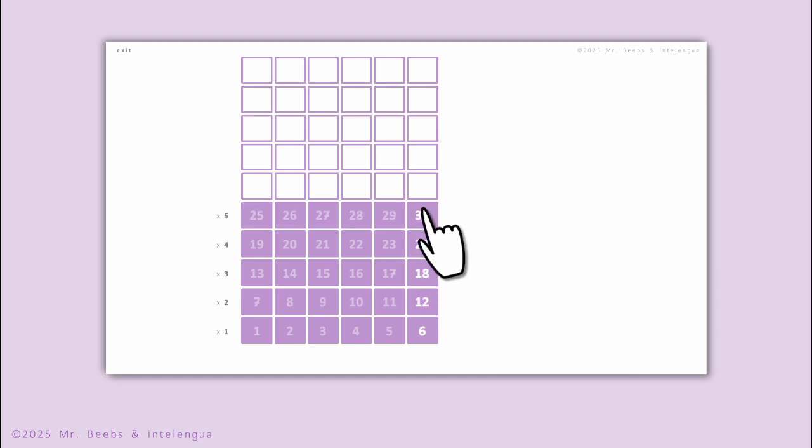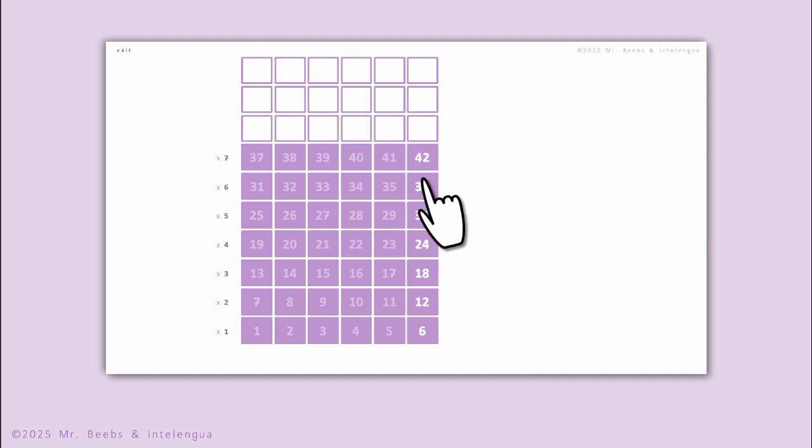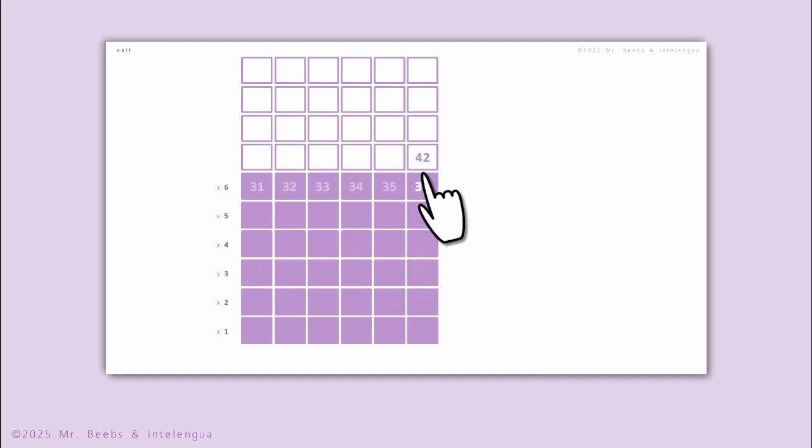30, 36, 42. Can you see that skip counting up is addition? But at any point, you can also change direction and skip count down, which is subtraction. To take away a row, in other words, to subtract it, click on the current total, the row you want to take away. Take away one row of 6.